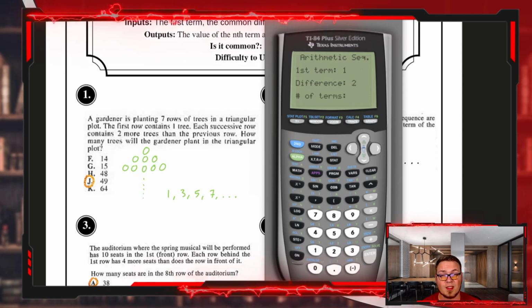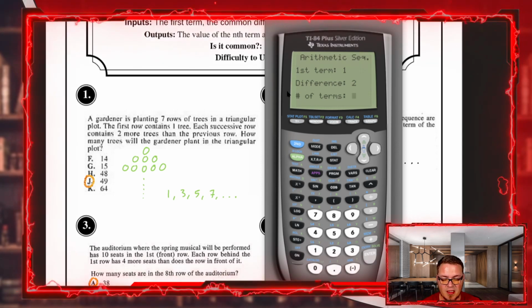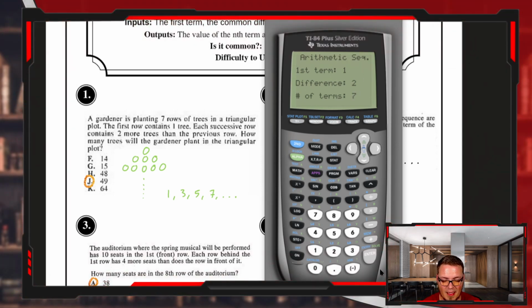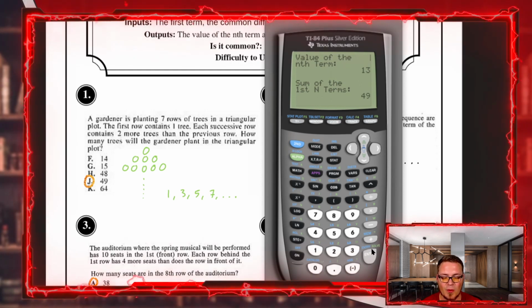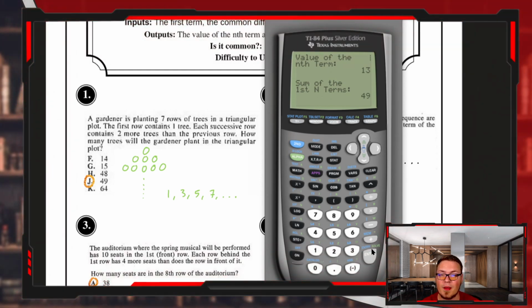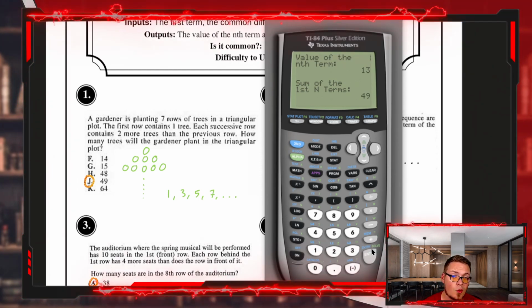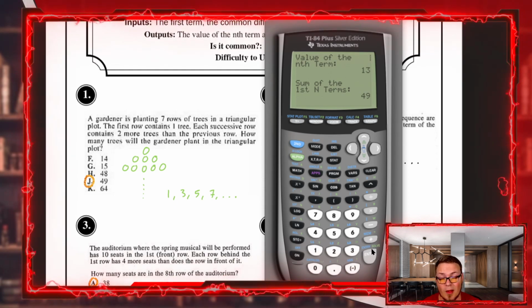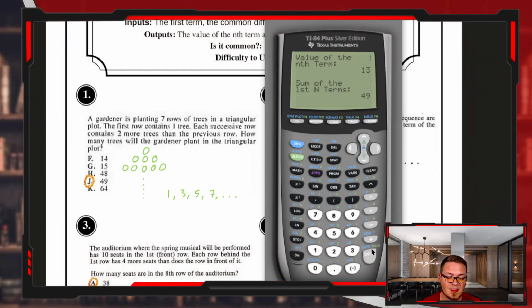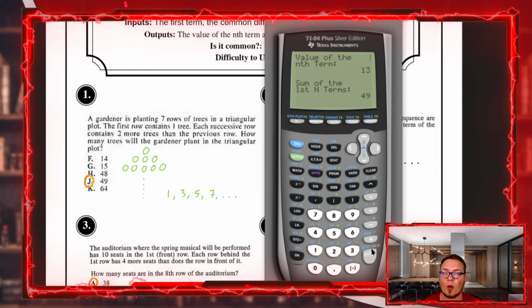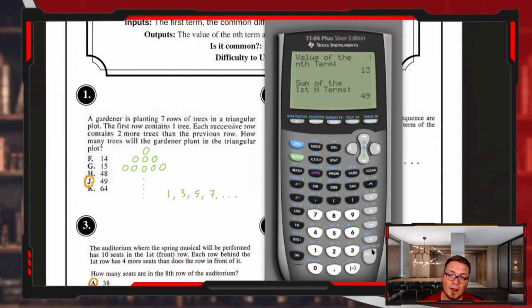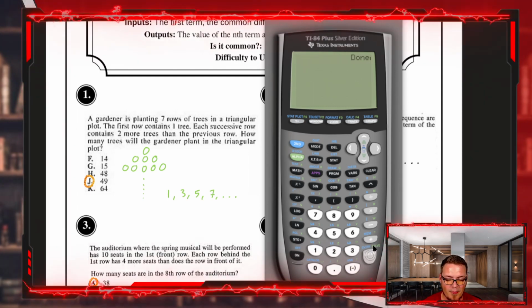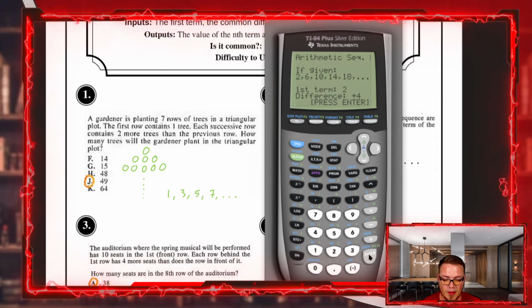And this question wants us to add up the first 7 digits. So the number of terms we want is 7. And as you can see, when we do that, the 7th number in the pattern is a 13. Sometimes questions will ask for that. And then the sum of the first 7 terms is 49, which is the answer that we're after. So hopefully you guys can see arithmetic sequences are really quite simple to do with the calculator.